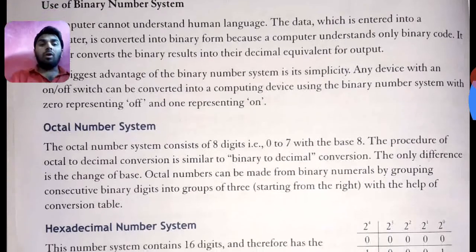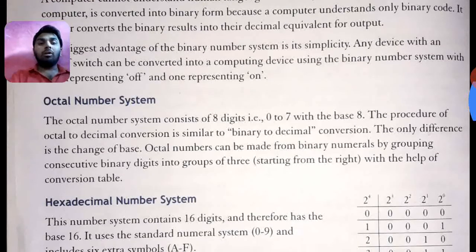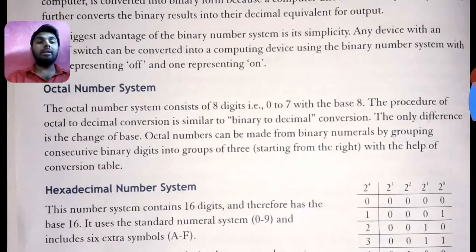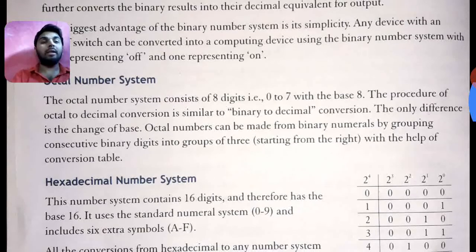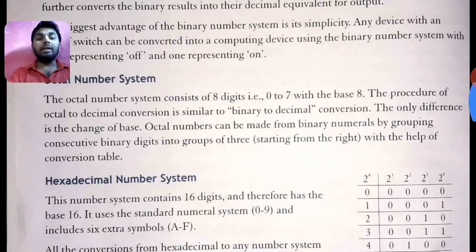Now see, octal number system. The octal number system consists of 8 digits, that is 0 to 7 with the base 8. 0, 1, 2, 3, 4, 5, 6 and 7 with the base 8. The procedure of octal to decimal conversion is similar to binary to decimal conversion. The only difference is the change of base.